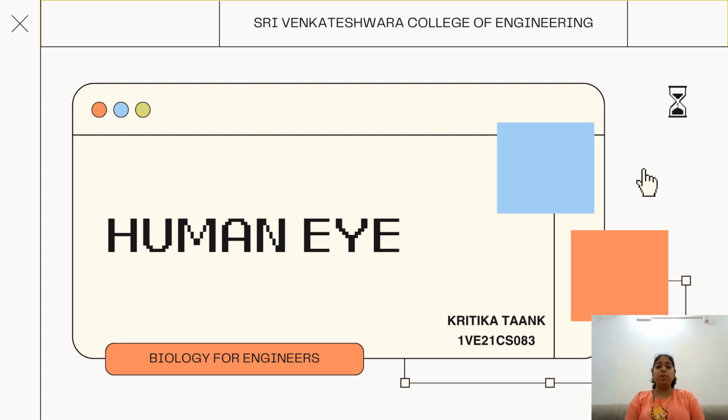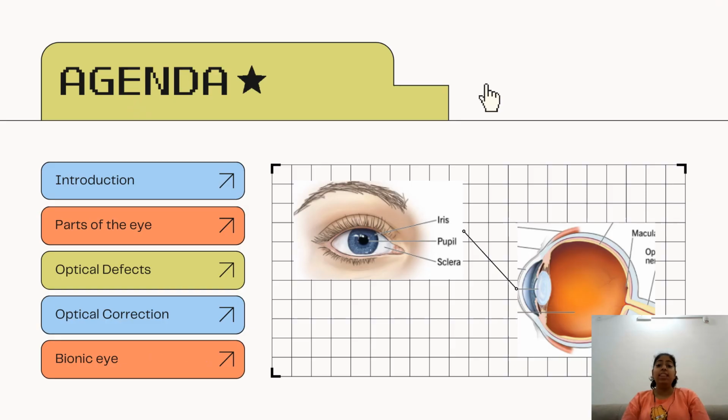In this video, we are going to learn about the human eye. The agenda for today's presentation is the human eye. First, we will start off by introducing the human eye. Then, we will discuss the parts of the human eye. Then, we will look at a few optical defects and how these optical defects can be corrected. And lastly, we'll look at the bionic eye.